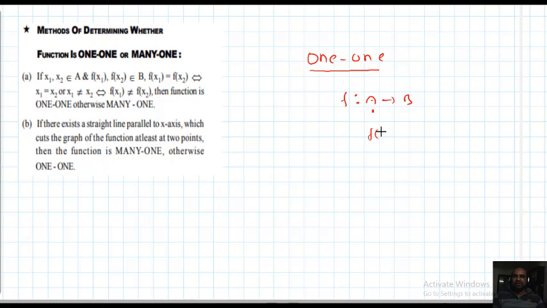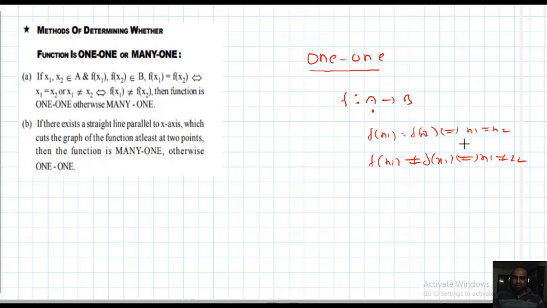That is, f of x1 equal to f of x2 should imply x1 equal to x2, or x1 not equal to x2 should imply f of x1 is not equal to f of x2. Then only you can say that it is a one-one function. If a function is not one-one, it is said to be a many-one function.